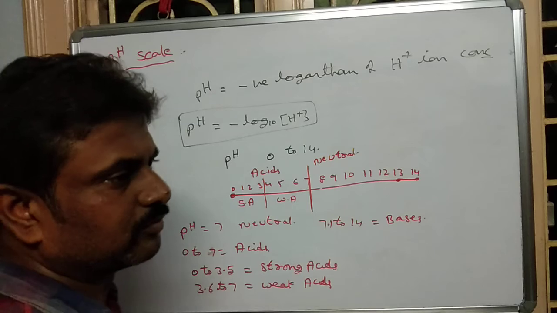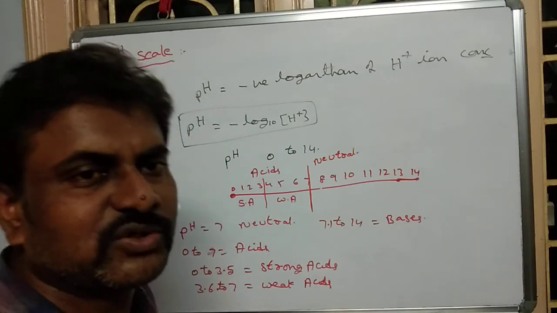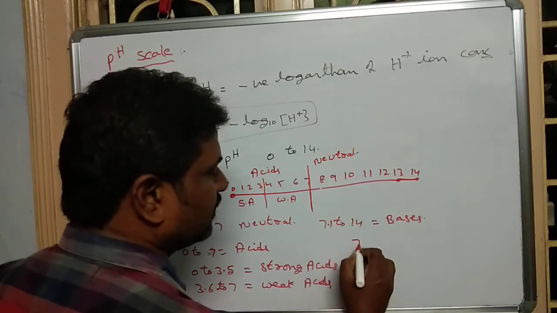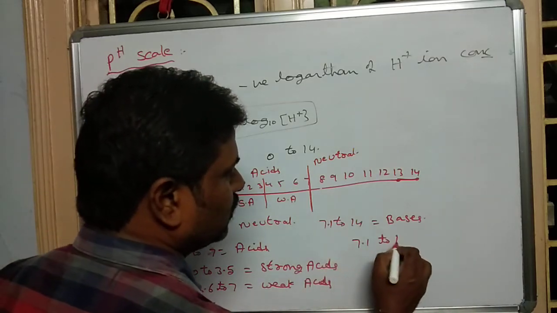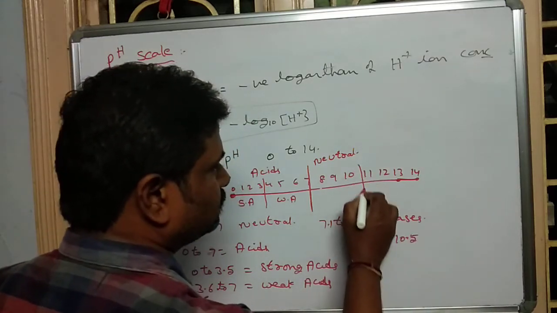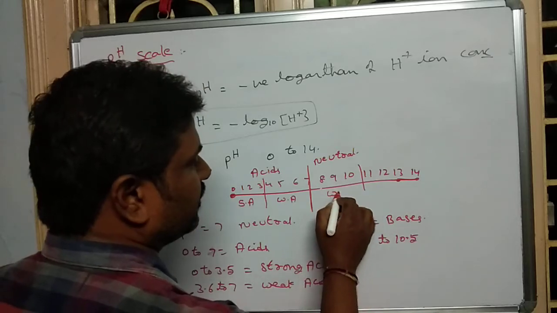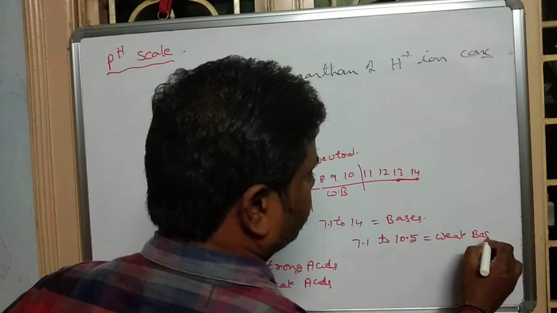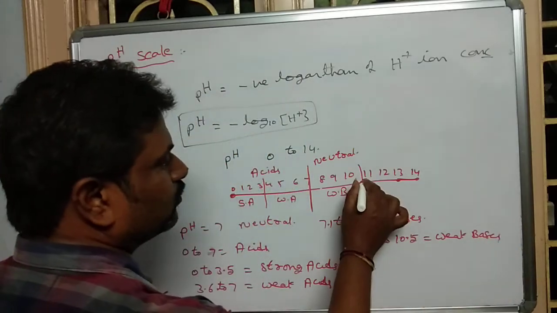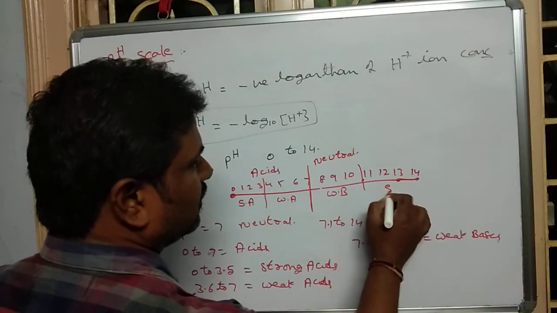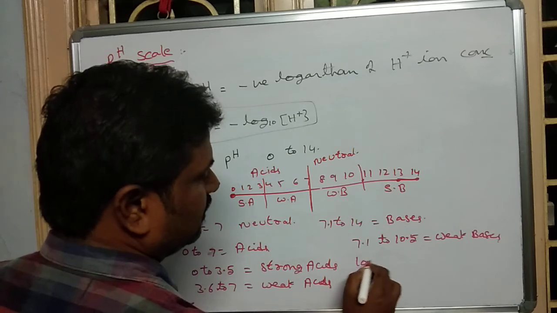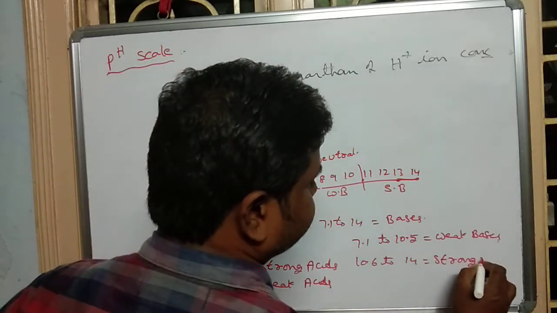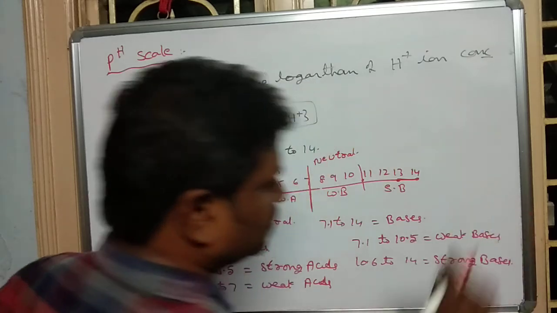Next, bases are also classified based on strength into two types: strong bases and weak bases. The values from 7.1 to 10.5 are the weak bases. 10.6 to 14 are the strong bases.